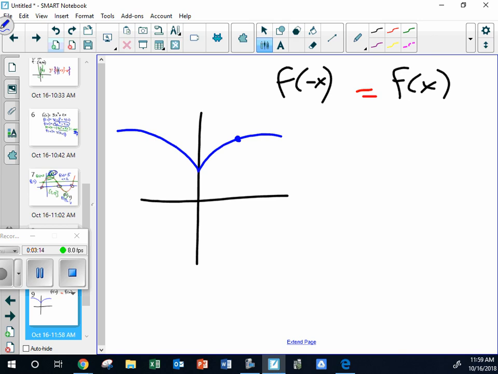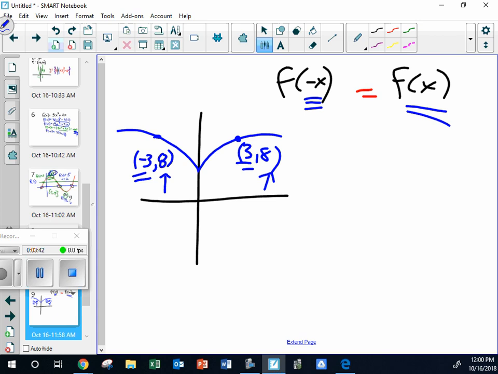And so if I had the point, let's say 3, 8 on it, do you agree that there would have to be a point over here that goes with it that's, well, negative of the x, comma, same y? That's what this means. If I have x or negative x, I'll come out with the same f of x. Does that make sense to you? Okay, that's the even function.